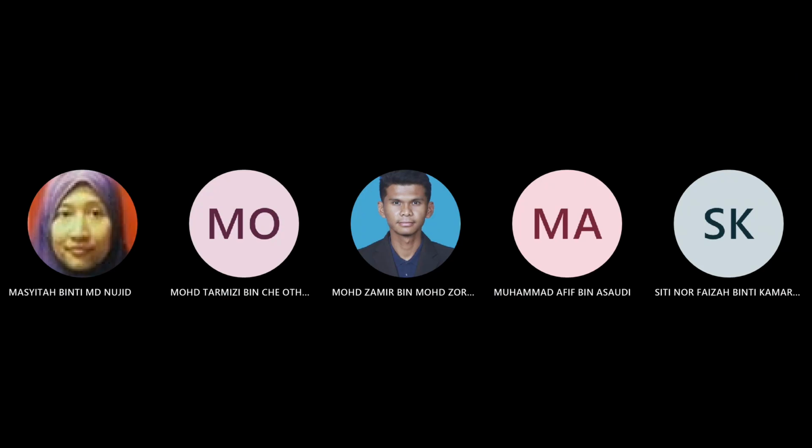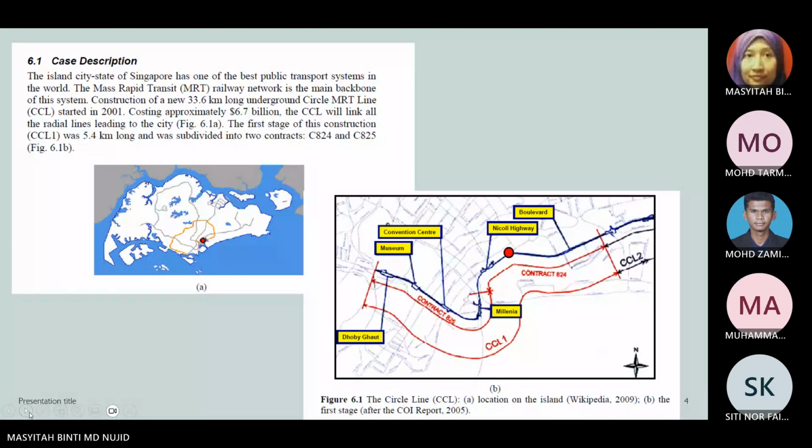Okay, so next on this slide, the case descriptions about the site. The island city-state planned to have a mass rapid transit railway network in Singapore. The construction of a new 33.6 kilometer long underground Circle MRT line started in 2001, costing about 6.7 billion. The first stage of this construction was 5.4 kilometer long and was subdivided into two contracts, C824 and C825.